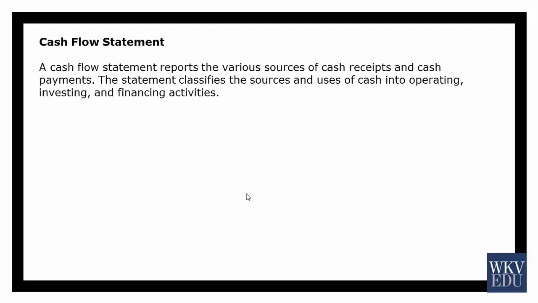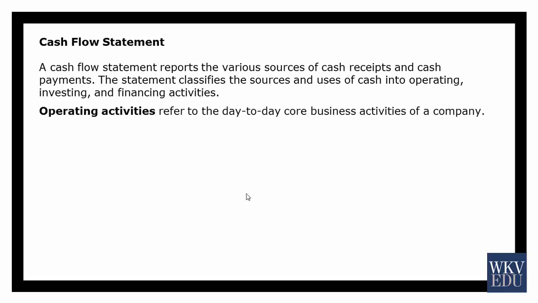We then move on to the cash flow statement. The cash flow statement reports the various sources of receipts and cash payments. This statement classifies the uses and sources of cash into operating, investing, and financing activities. Operating activities, as the name suggests, refers to the day-to-day core business activities of a company. Investing activities refers to the acquisition and disposal of fixed and long-term assets.